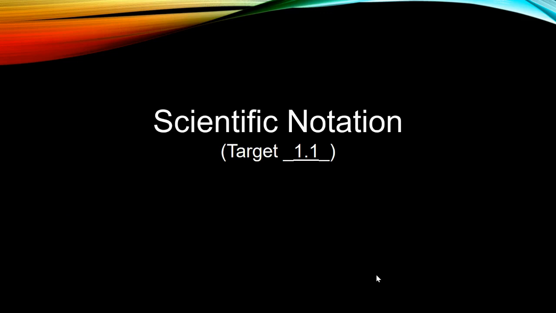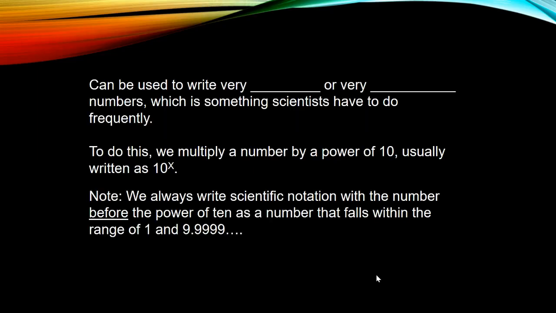All right, so with today's topic, the first thing that we're going to talk about is scientific notation, which happens to be target 1.1. Now, with scientific notation, a bunch of you guys already know this. This can be used to write numbers that are both very, very large or very, very small, which is something that scientists have to do frequently.